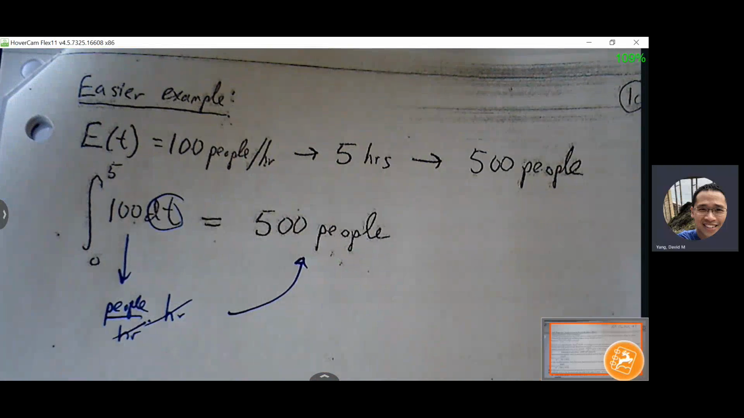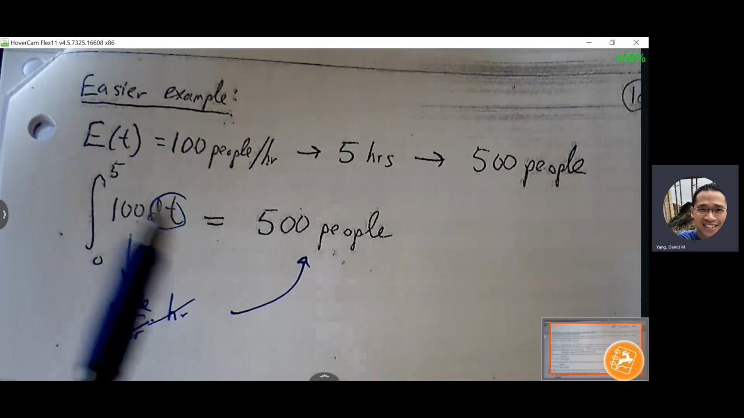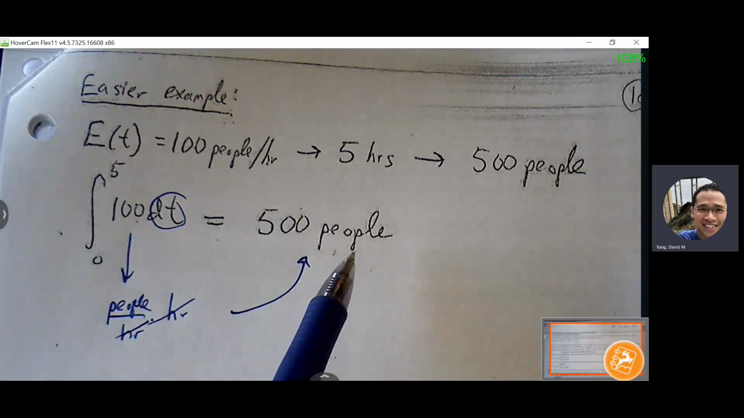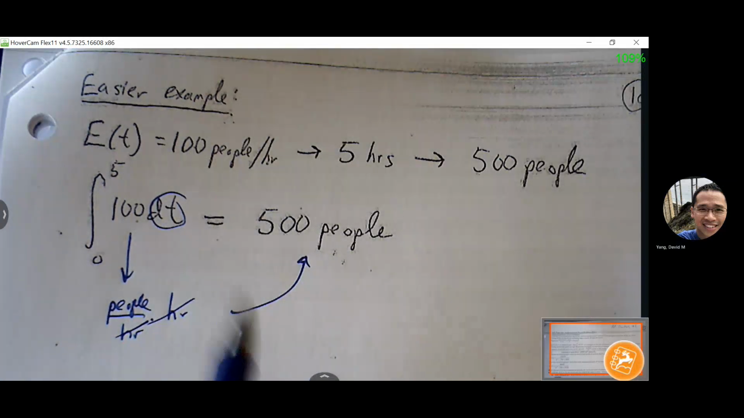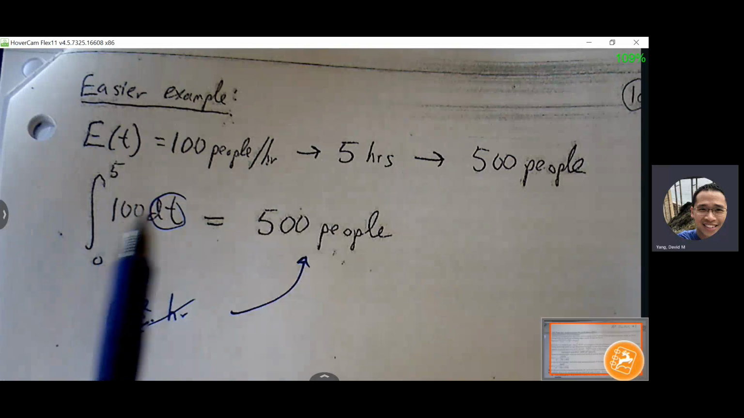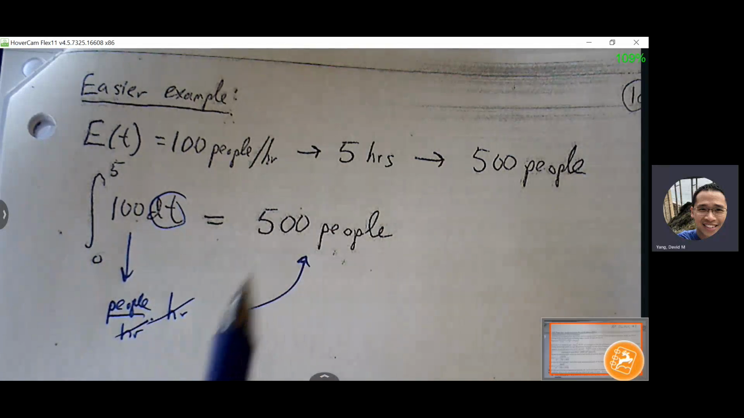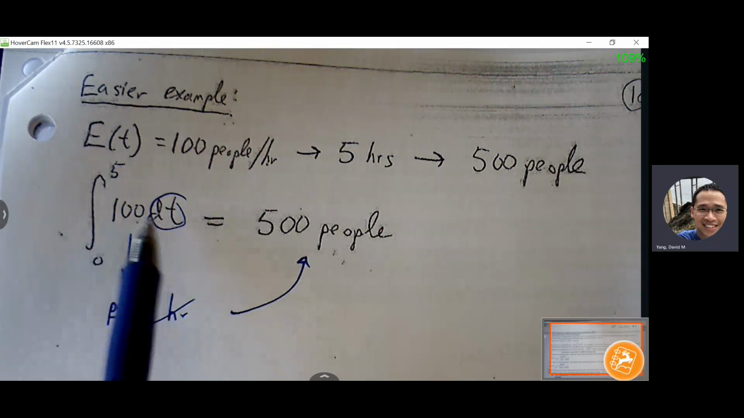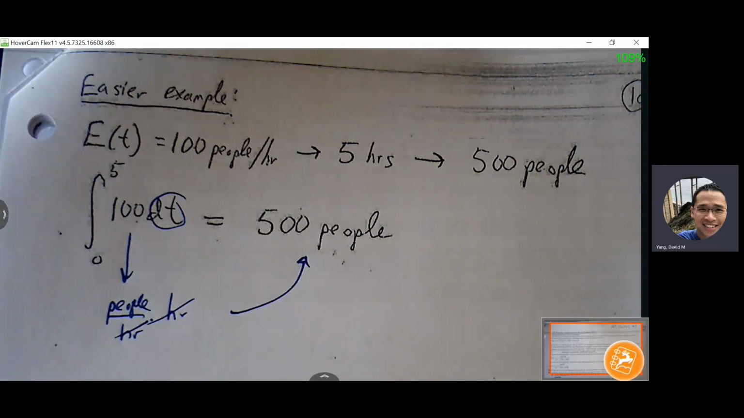All right, so I want to keep reminding us that, when you take the integral, your units are going to change, right? This is no longer going to be people per hour. It's going to be people. So just keep reminding yourself, if you're having trouble deciding what the units are, just look at each of your expressions and just multiply those two units together. If you multiply those two units together, you're going to arrive at the new unit that you're supposed to be in.